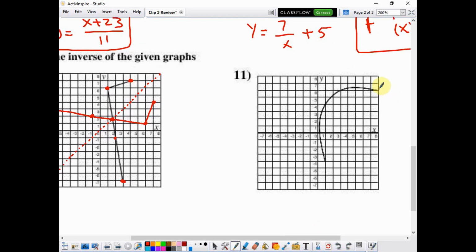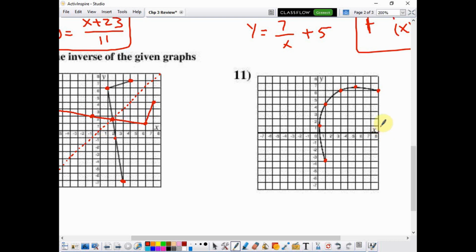Number 11 here is curved. We'll still find the integer coordinates first. And what I'm going to do is take a point like this and just approximate it so I know about how far up this goes. And then this looks like about the farthest point to the left, so I'll approximate that also.